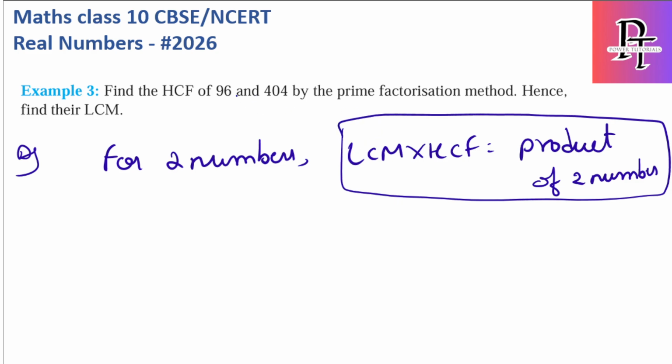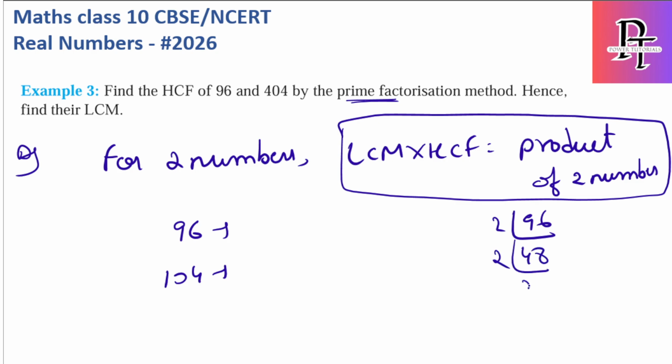So for this question we have to first find the HCF. So I will just write 96, 104. They have clearly mentioned prime factorization only, so I will use the prime factorization. 96, I can write it as 2 48s are 96, 2 24s are 48, 2 12s are 24, 2 6s are 12, 2 3s are 6. 1, 2, 3, 4, 5. So 2 power 5 into 3.